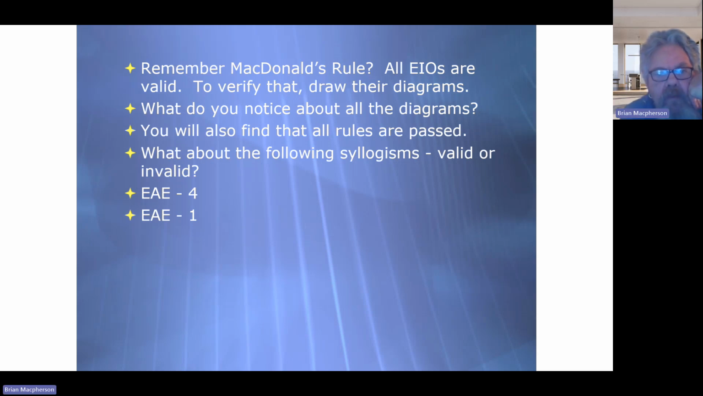And both S and P are distributed in the conclusion, right? Are they distributed in the premises? Yes, they are. P is distributed in premise 1 and S is distributed in premise 2, and so the syllogism is valid. So EAE-4 and EAE-1, even though they have the same mood, the 4 is invalid and the 1 is valid, okay?